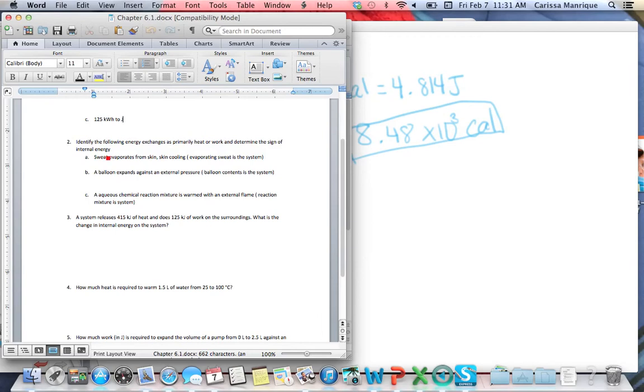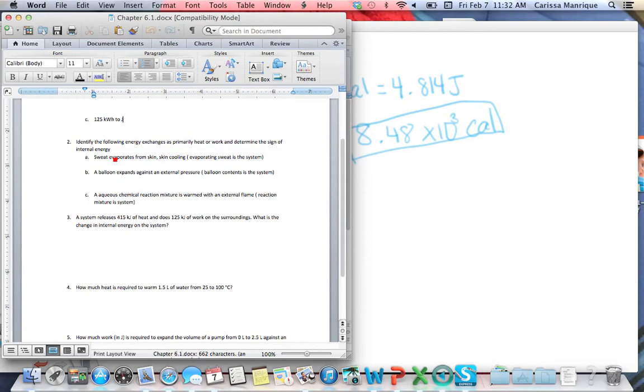Okay. So sweat evaporates from skin. The skin is cooling. Okay. So we have to look at what is our system. Our system, it says, is the evaporating sweat. So we need to see what is the sweat doing. We don't care that the skin is cooling because that's not our system. Okay. Our sweat is evaporating.